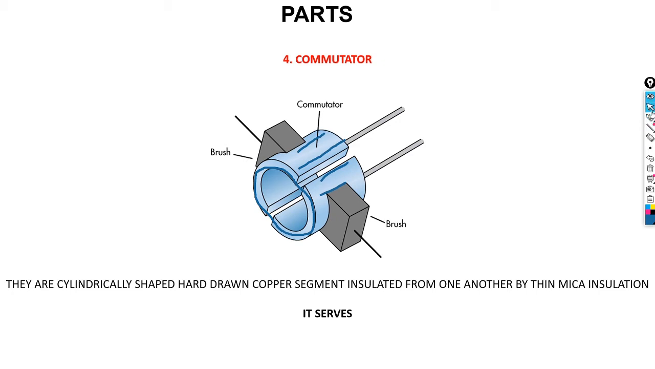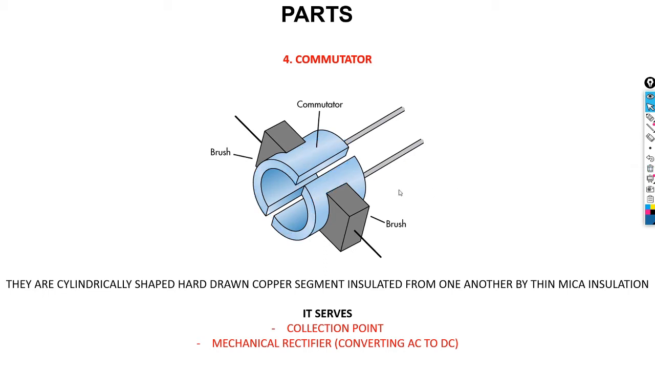The purpose of a commutator is to serve as a collection point. We collect our current from the commutator, and it helps to act as a rectifier. It's like a mechanical rectifier, converting AC to DC current.